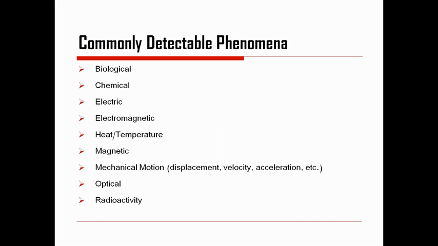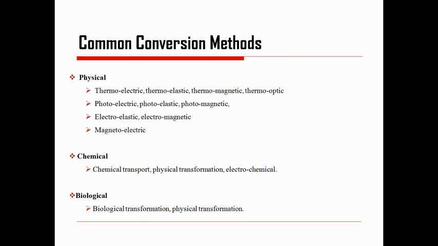Now, commonly detectable phenomena. There are many more parameters. Some of the parameters, the maximum parameters that have been considered over here. First one is biological, then chemical, electrical, electromagnetic, heat, temperature, magnetic, mechanical motion, that is nothing but displacement, velocity, acceleration, etc., optical, and radioactive. So these are commonly detectable phenomena. Then the common conversion methods that are used to convert that particular parameter.